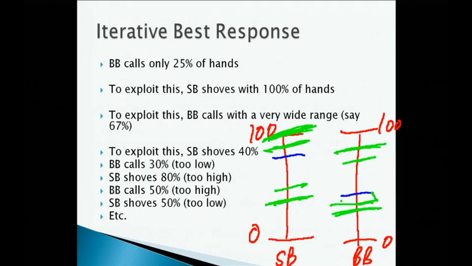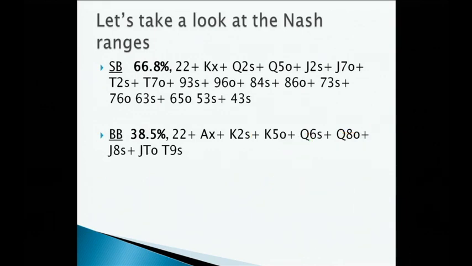The point is, it's going to converge. It's going to zero in on these blue lines. And what it zeroes in on is what's called the Nash equilibrium. You can actually compute the Nash equilibrium with a computer in this case, which is what I did. And this is what the Nash equilibrium is: the optimal thing to do is for the small blind to shove about 66.8% of hands and the big blind to call about 38.5% of hands.